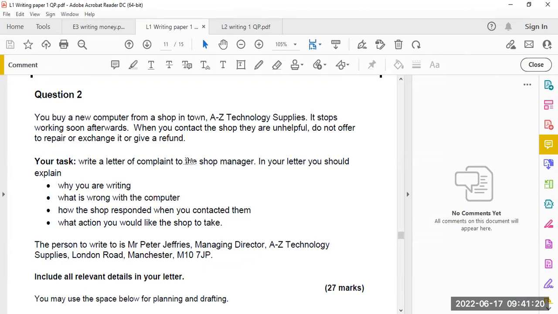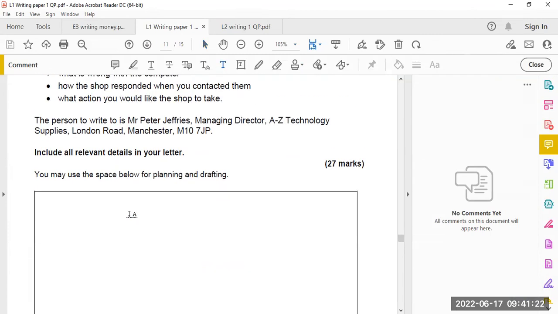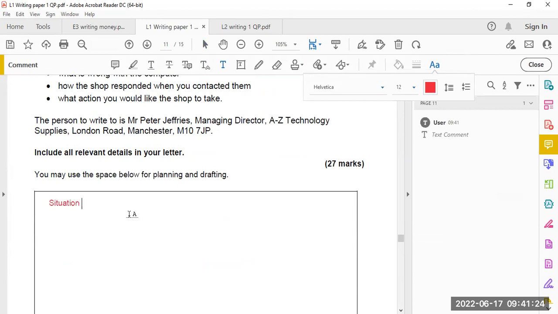And remember, what I'm looking for here is SLAP. And SLAP here stands for situation, and that is what's going on here. Layout. So the layout is what am I being expected to write? Audience, who am I writing to, and purpose. So what do I want to happen as a result of this?